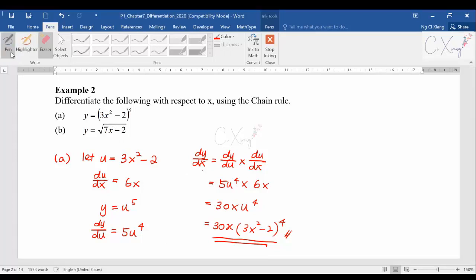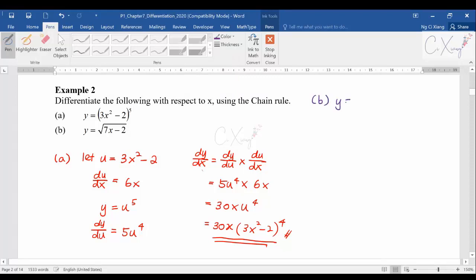Now, just to try your understanding, if you want, you can try part B. Pause this video and try part B first by using the chain rule and see whether you can get an answer. Again, I understand that this is not the best way to get the differentiation for this, but we are just revising with the concept of chain rule. So now for part B, how can I get an answer?